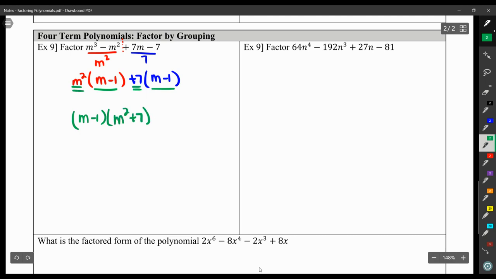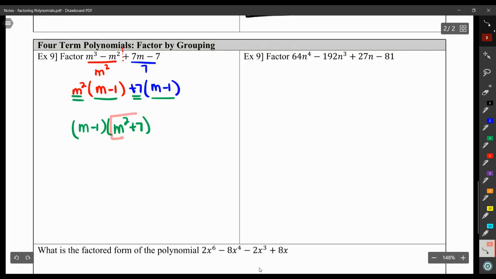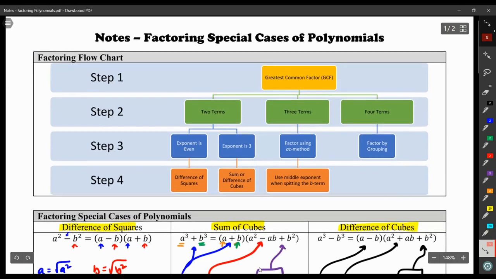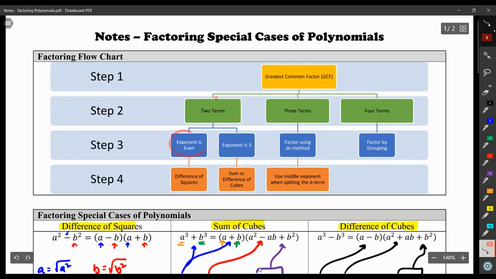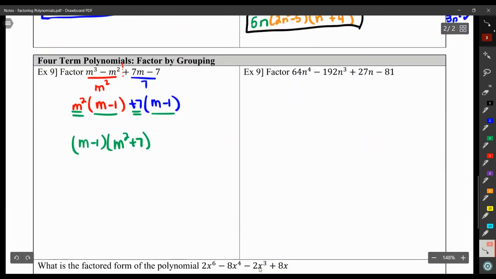But again, we need to make sure that we're done factoring. And so we look at what we have. There are no exponents here, so that's probably done factoring. We need to check here and see if I can do anything else. So a 2-term item with an even exponent. So 2 terms, even exponent, check for difference of squares. So we look, we have m squared plus 7. So since it's a plus, it can't be difference of squares. And so this is as far factored as this is going to go.